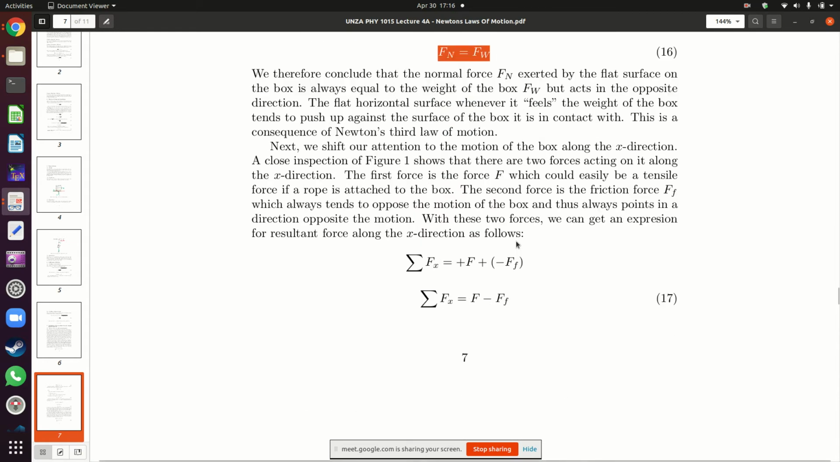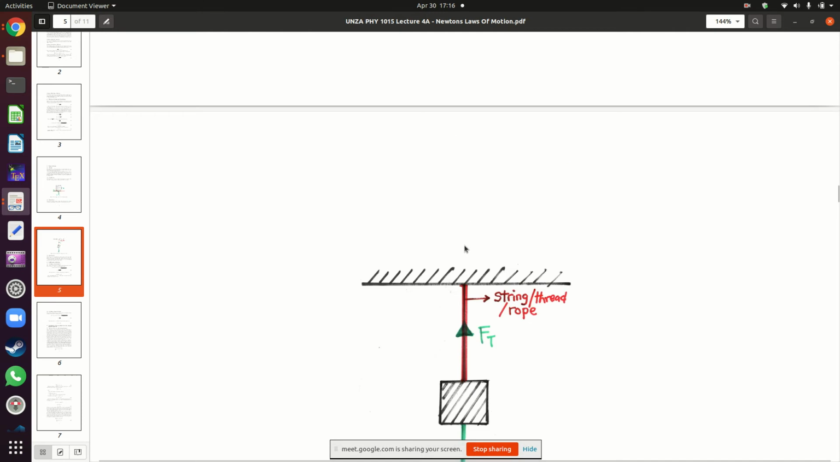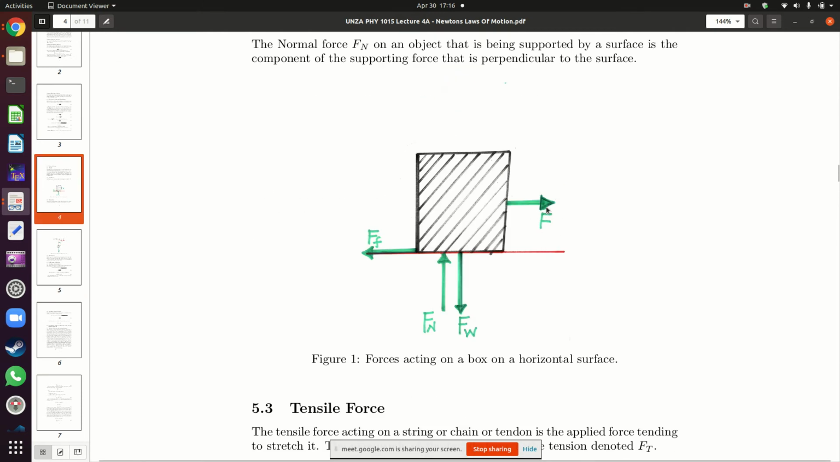Okay, next we move on to what's happening along the horizontal, or along the x-axis. Along the x-axis, there are two forces you can identify on the box. There is this force F, which is the force making the box move in this particular direction. There is also the friction force FF here. The friction force opposes the motion of the box. The force pointing in the positive x direction, we choose to be a positive force. The friction force pointing in the negative x direction, we choose to be a negative force.